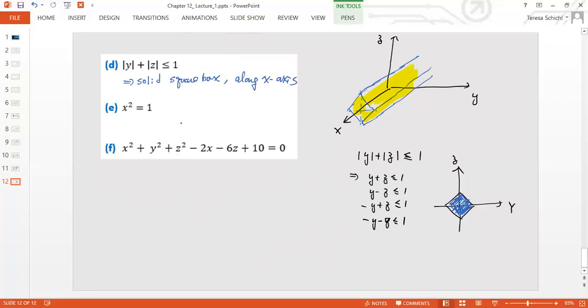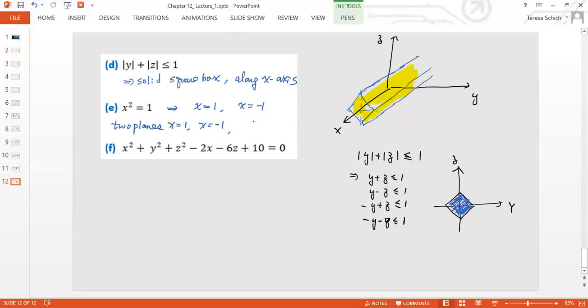Okay, now this one, let's take a look. This is x squared equal to 1. That means x equal to 1 and x equal to negative 1, right? So when x equal to 1, what is this here? That means it's 2 planes. One is the x equal to 1 plane and the other is the x equal to negative 1 plane.